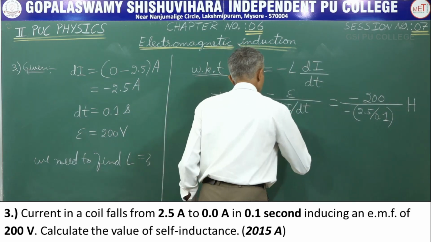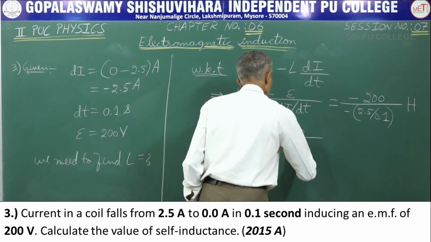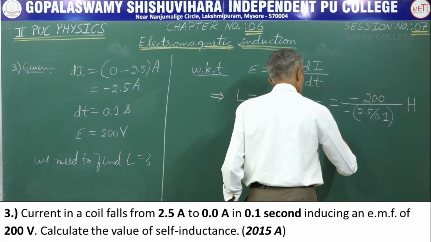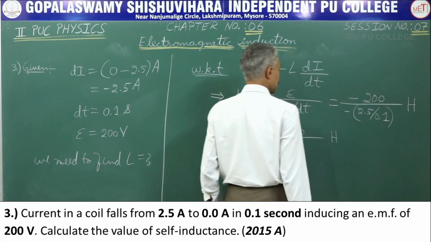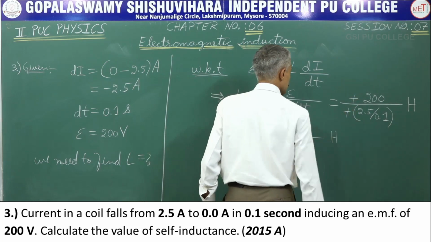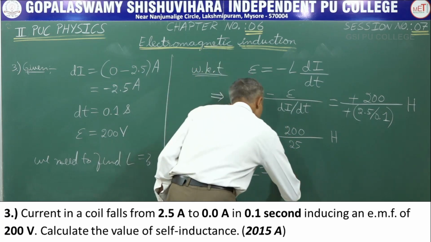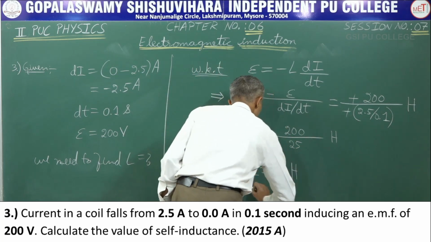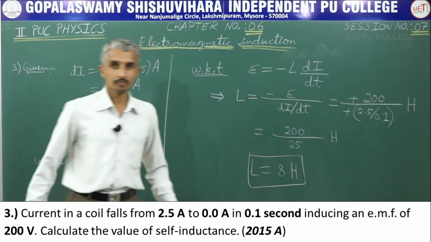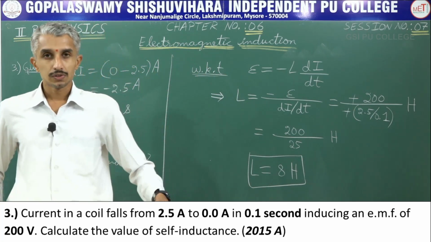So I will get this as 200 divided by 25 Henry. 2.5 divided by 0.1, I will get it as 25. Minus and minus, they become plus. Finally, I will get this as 200 by 25 is very simple, 8 Henry. So that's the third numerical. We will proceed to the fourth one.